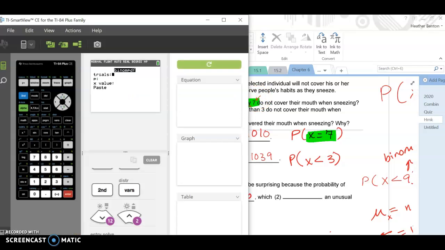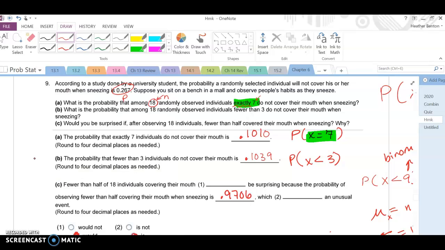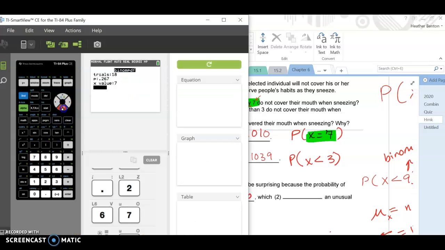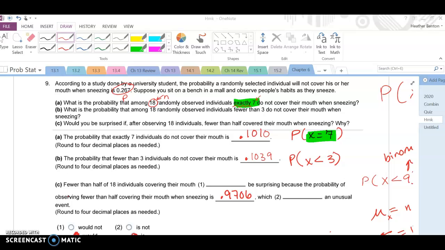So we're going to enter this in as 18, .267, and also the x value is 7. Let me double check that probability, 0.267. Yes. Okay. And so we'll paste that on the home page, and we get 0.1010, which is where this number came from. 0.1010 is the probability that you would have exactly 7.